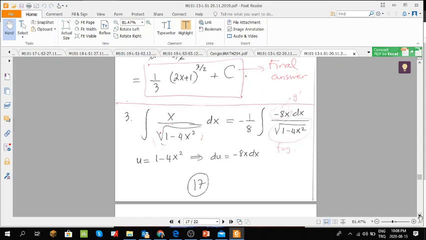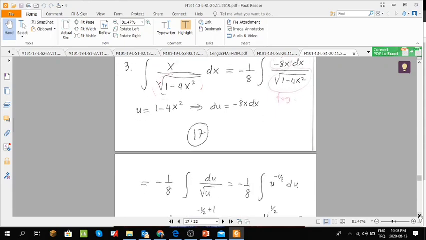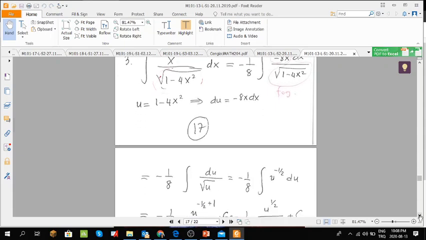As you would see, we would let u be 1 minus 4x squared, and then f is going to be square root of x, g is 1 minus 4x squared. We take the derivative of u, we get du equal to negative 8x dx, and negative 1 over 8 integral du over square root of u, because negative 8x dx is du.